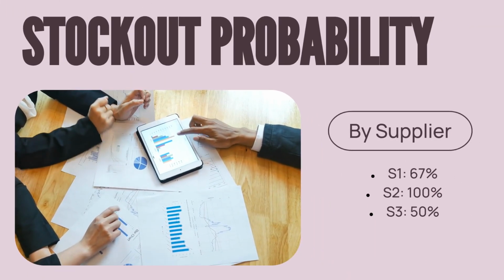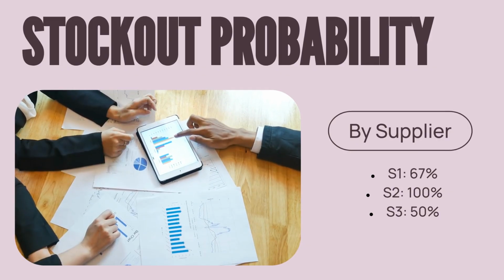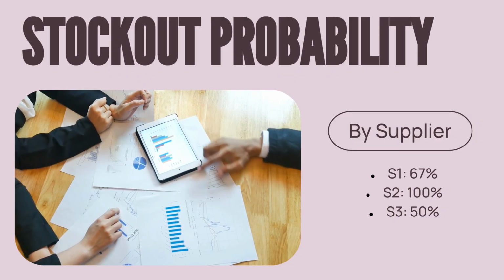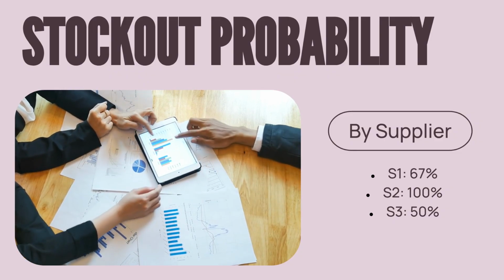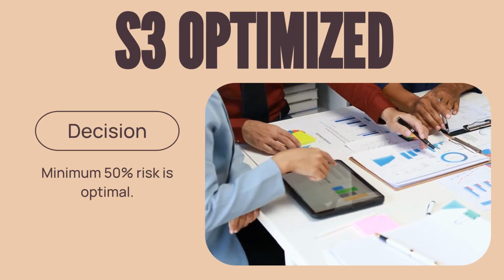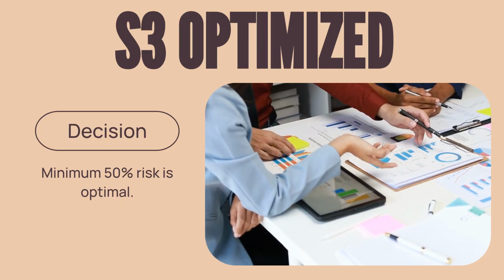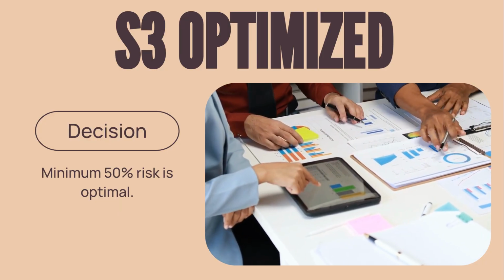Calculating the conditional stockout probability per supplier showed a range of performance: S1 at 67%, S2 at 100%, and S3 at 50%. Based on this analysis, supplier S3 was confirmed as the optimized decision for the week 8 order, presenting the minimum stockout risk at 50%.